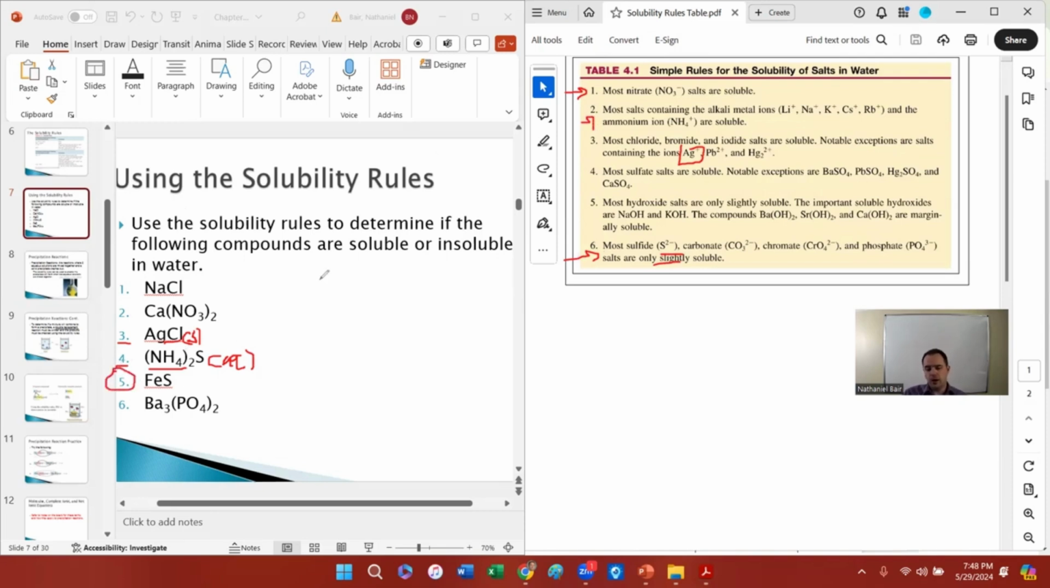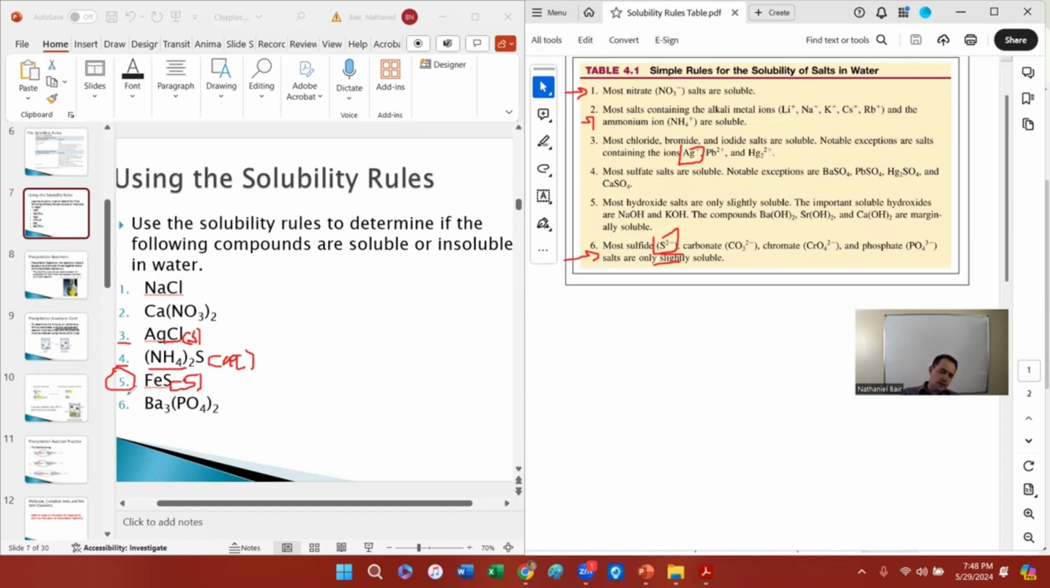Speaking of sulfides, number 5, here we go. Iron 2 sulfide. Rule 1. Does it have a nitrate, acetate, or chlorate? Nope. Rule 2. Does it have an alkali metal ion or ammonium cation? Nope. Rule 3. Does it have a chloride, bromide, or iodide? Nope. Rule 4. Does it have a sulfate? Sulfate's SO4 2 minus. This is just S2 minus, a sulfide. Rule 5. Does it have a hydroxide? Rule 6. Does it have a sulfide, carbonate, chromate, or phosphate? It's got a sulfide. We changed this to insoluble. That guy is a solid. That's insoluble. Make it all the way to rule 6.